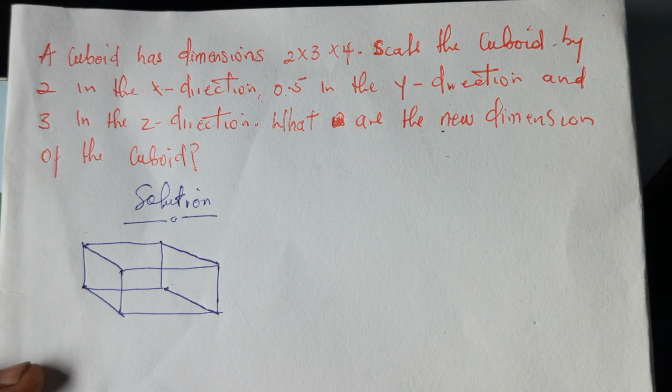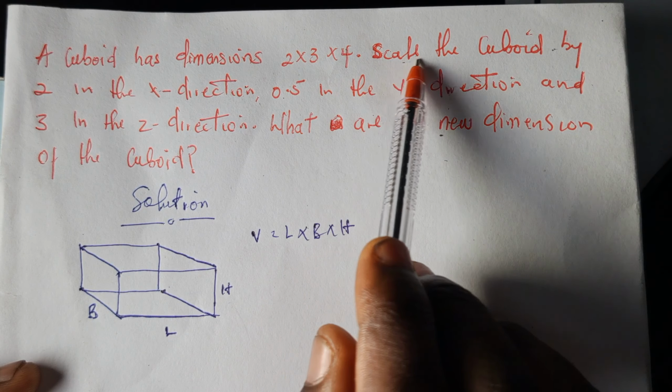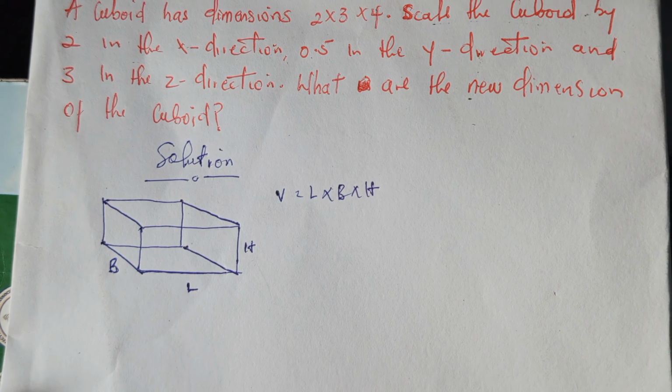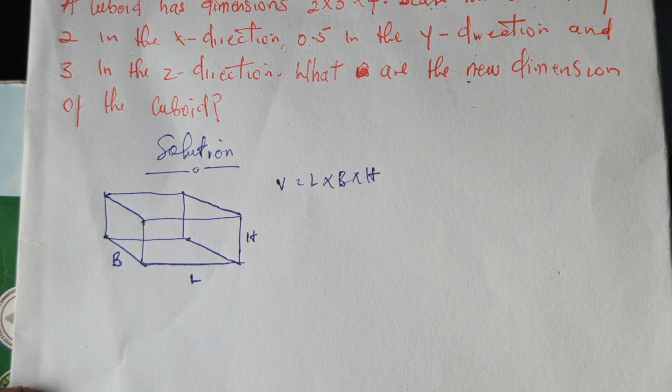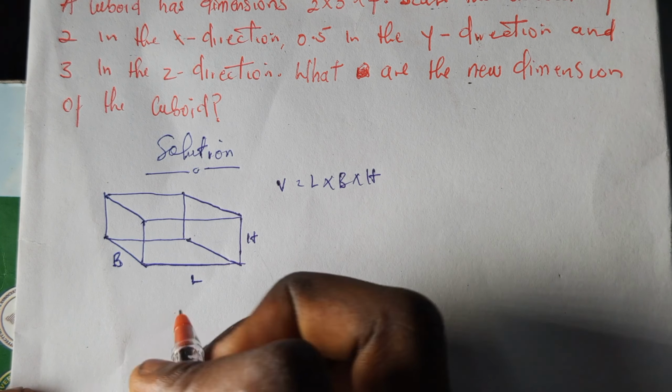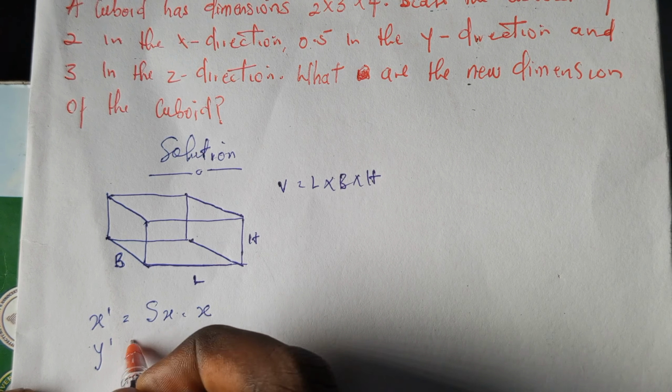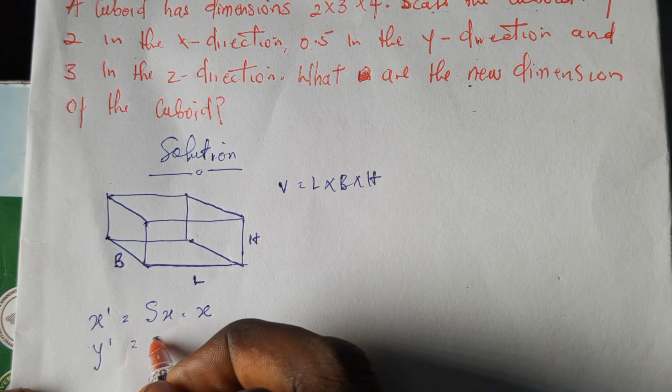So you can say this is my length, this is my height, and this is my breadth, something like this. Now, the question says to scale the cuboid by 2 in the x direction, 0.5 in the y direction, and 3 in the z direction. How are we going to go about this? You remember that to get the new coordinate, x prime is equal to the scale factor multiplied by x. Also y prime is equal to the scale factor multiplied by y, and z prime is equal to the scale factor of z multiplied by z. This is the formula we are going to use.